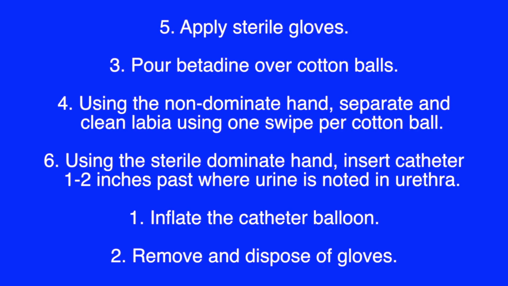Yes, the correct order is 5, 3, 4, 6, 1, and 2. The correct answer is 5, apply sterile gloves. Then 3, pour betadine over your cotton balls. Option 4 is next: using your non-dominant hand, separate and clean the labia using one swipe per cotton ball. Next is 6: using your sterile dominant hand, insert the catheter 1 to 2 inches past where urine is noted in the urethra. Next is 1, inflate the catheter balloon. And then last is 2, remove and dispose of your gloves. Did you get it right?